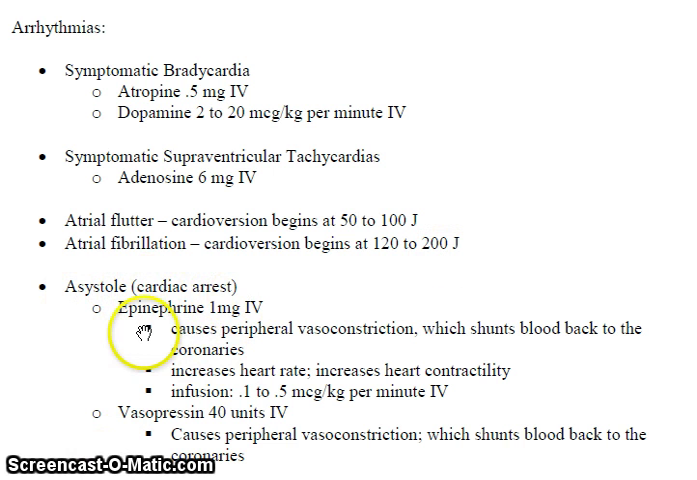Asystole or cardiac arrest, start with epinephrine or vasopressin. So epinephrine would be 1 milligram IV. That causes vasoconstriction, which shunts the blood back to the coronaries. It increases the heart rate, increases heart contractility, and so you start with the dose and then go to infusion, which would be 0.1 to 0.5 micrograms per kilogram per minute IV. Or you could use vasopressin 40 units IV. This causes, again, peripheral vasoconstriction, which shunts blood back to the coronaries. So they work in the same manner.